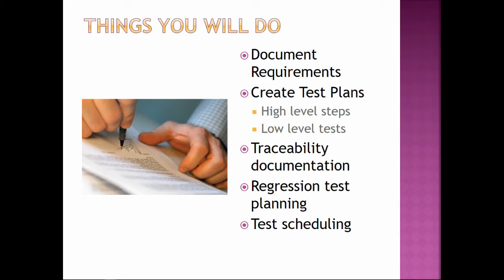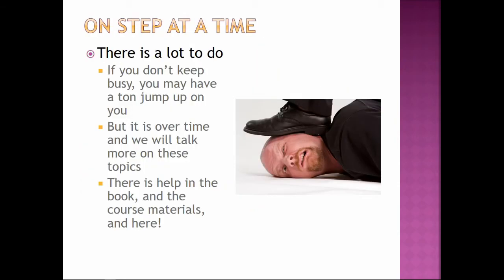It could be something like, hey, we're going to be upgrading the operating system from Windows 7 to Windows 10. We just want to make sure everything still works. Okay, that's what a regression test plan is. And then we'll talk about a schedule as well. So those are all the things that you're going to be asked to do. There's a lot to do in this class, and so we have to take it one step at a time.